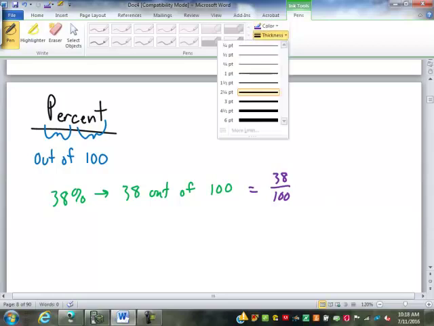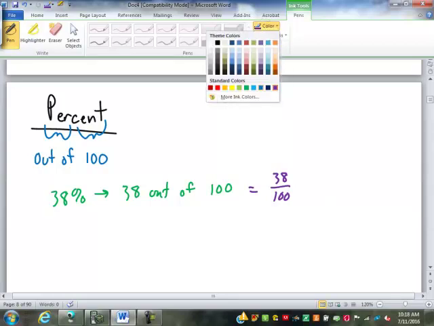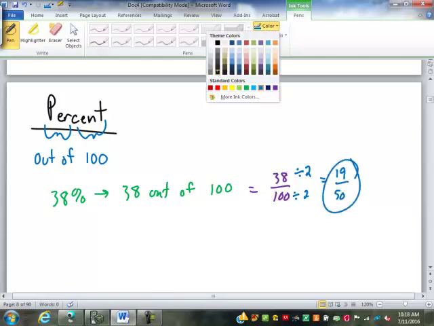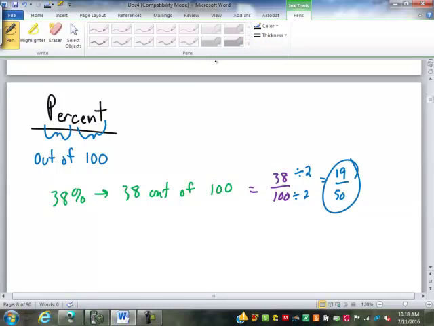Now, we would not leave it as just 38 over 100 because looking at that, we see that we can do what to simplify it? Yeah, both the 38 and 100 can be divided by 2 to give me 19 out of 50. So 38% is the same as saying 19 out of every 50.